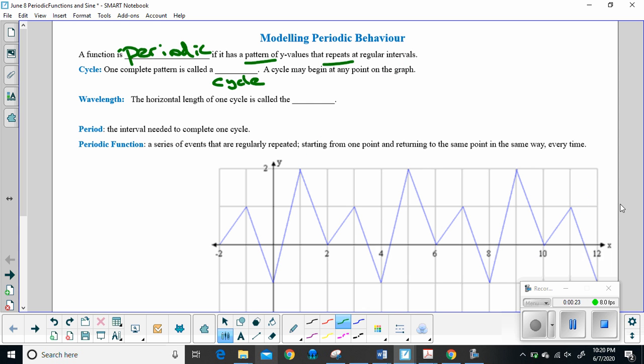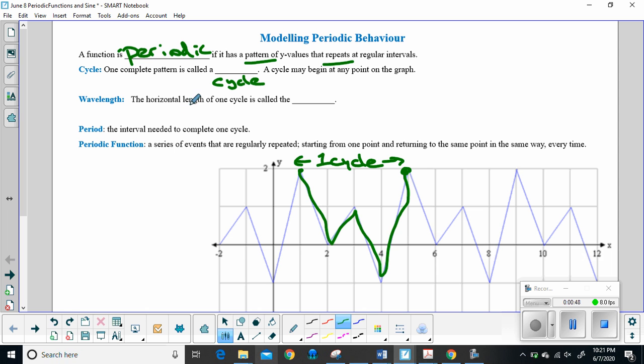So if I'm looking at this graph here, I kind of see it keeps repeating itself. So if I take my peak here and I go down, up, down, up. Now I'm going to start to repeat. Down, up, down, up. So that single pattern is called one cycle. Once it starts to repeat, then the pattern is done, right?